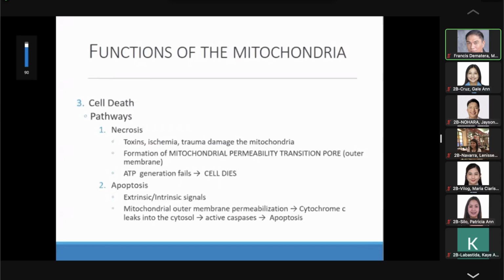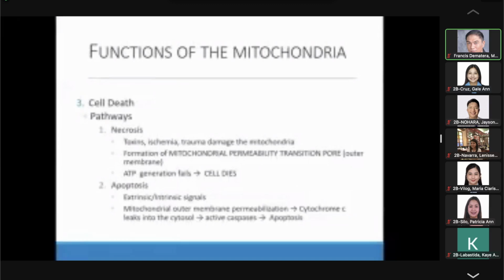Next, we go to cell death. There are two pathways for cell death, necrosis and apoptosis. Necrosis is caused by toxins, ischemia, and trauma damage to the mitochondria. This leads to the formation of the mitochondrial permeability transition pore on the outer membrane. And when ATP generation fails, this leads the cell to die.